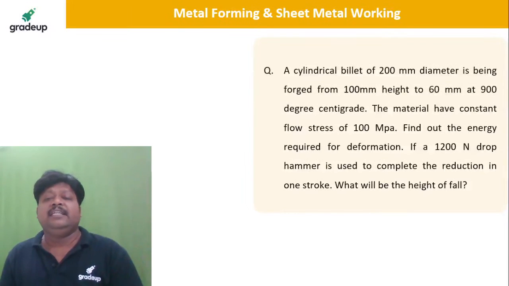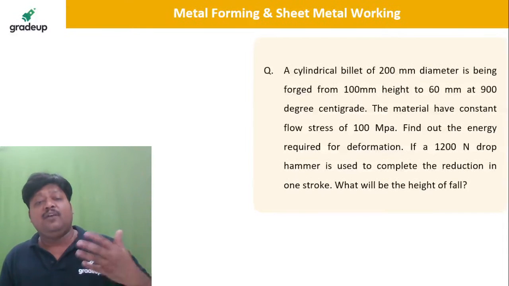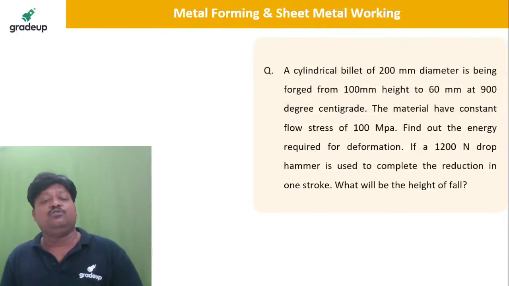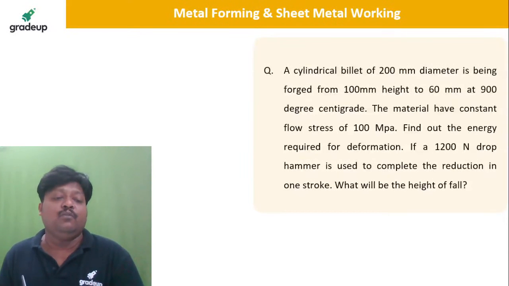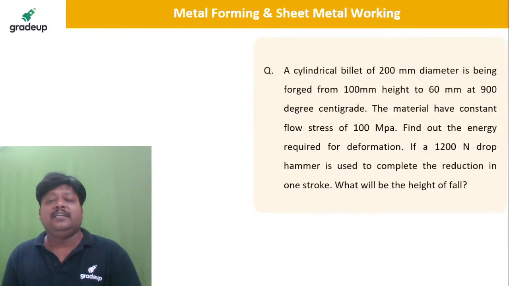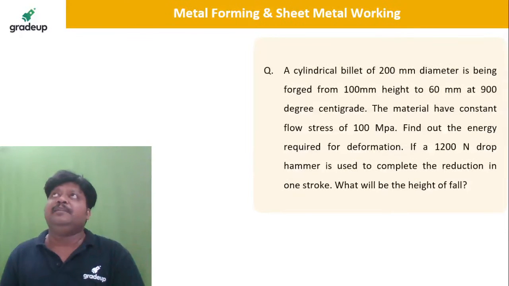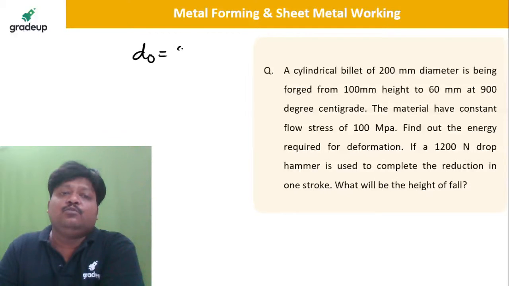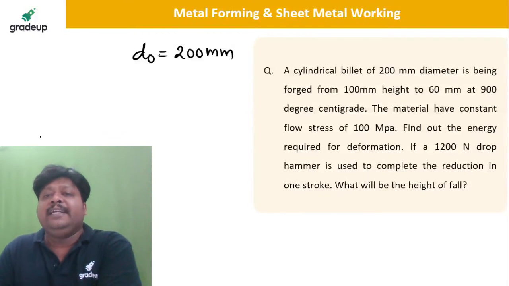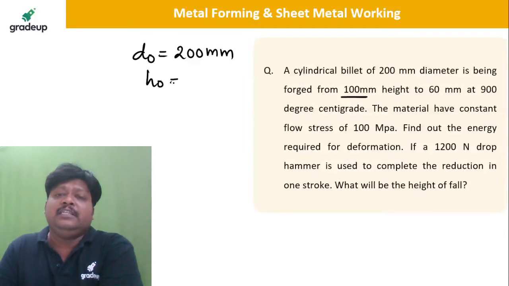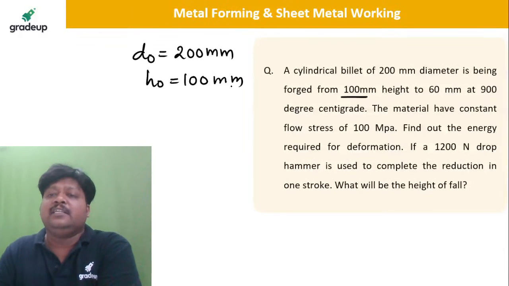Right? So calculate, and what they are saying is, if the 1200 Newton drop hammer is used to complete the reduction in one stroke, what will be the height of fall? So again, do the same work. Cylindrical billet of 200 mm diameter. So D original is how much? 200 mm. From height how much? H original is 100 mm. Check it out. From 100 mm height to 60 mm. H final is given, it is 60 mm.